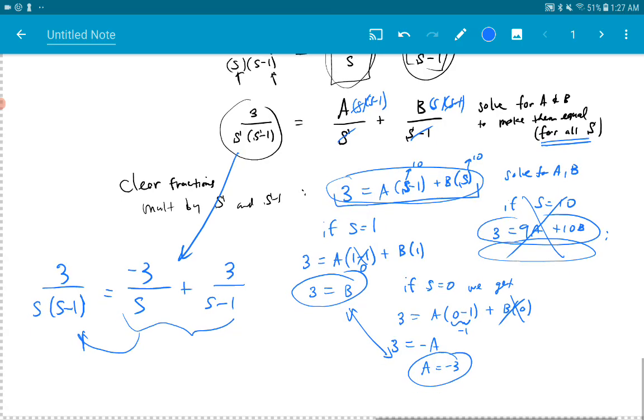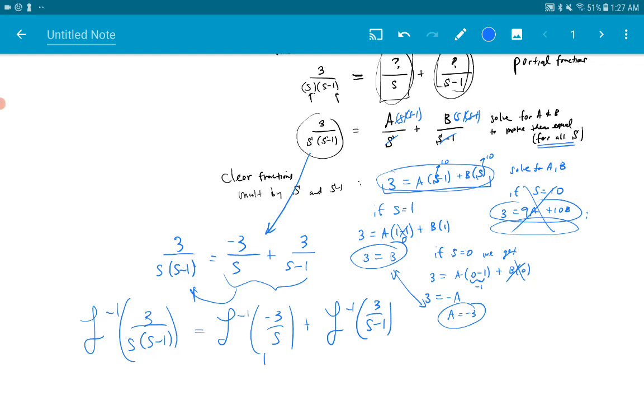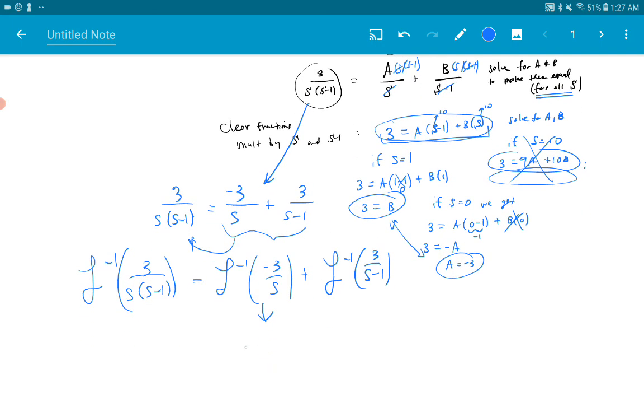All right, so why is that nice? If I have to do the inverse Laplace transform of 3 over s times s minus 1, instead I can just do the inverse Laplace transform of minus 3 over s, and add to that the inverse Laplace transform of 3 over s minus 1. Well, this one's nice. This is just negative 3 because the Laplace transform of 1 is just 1 over s. And this is that e thing again. This will be 3e to the 1t. Just add them together because they're being added here.